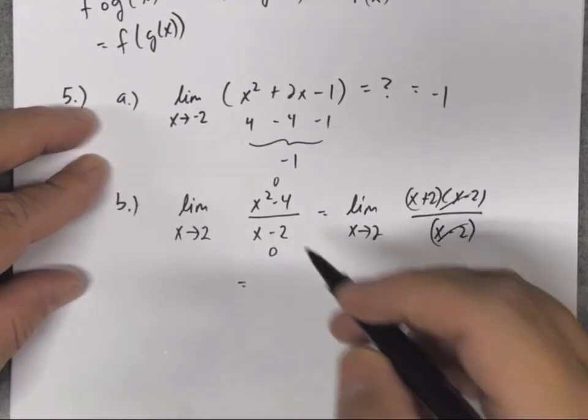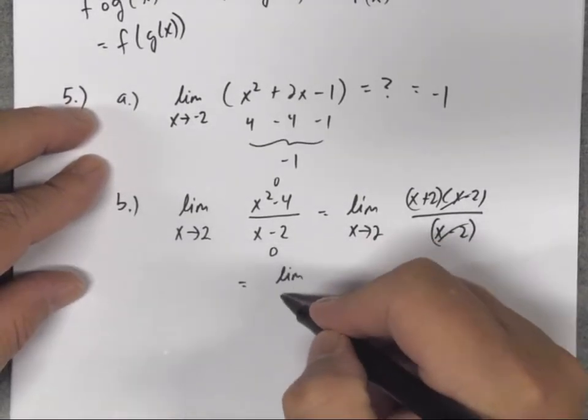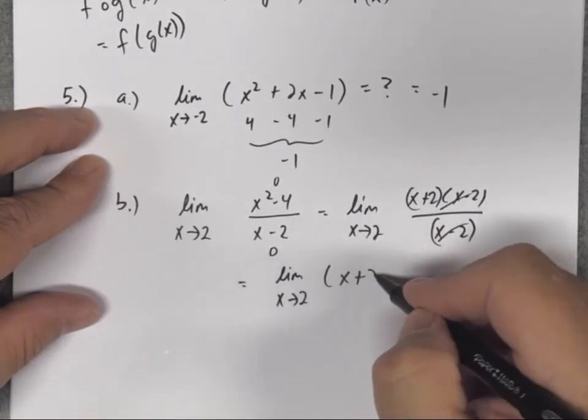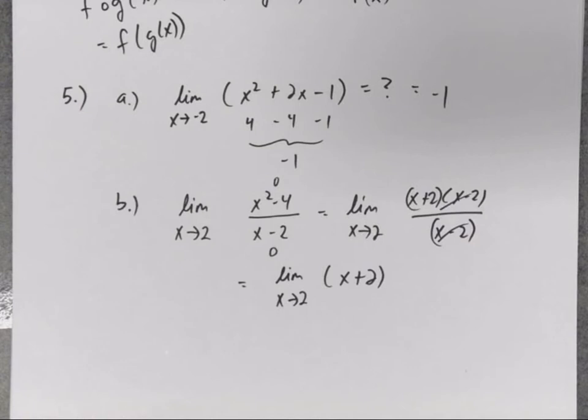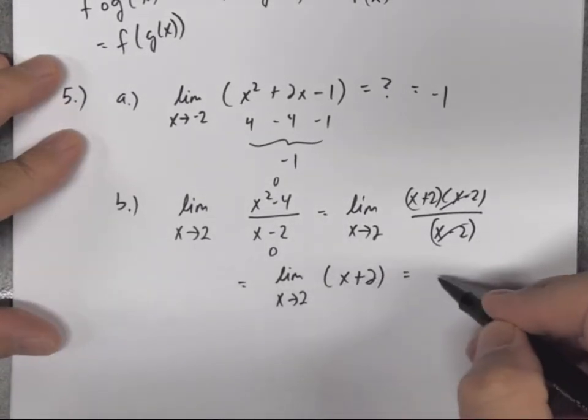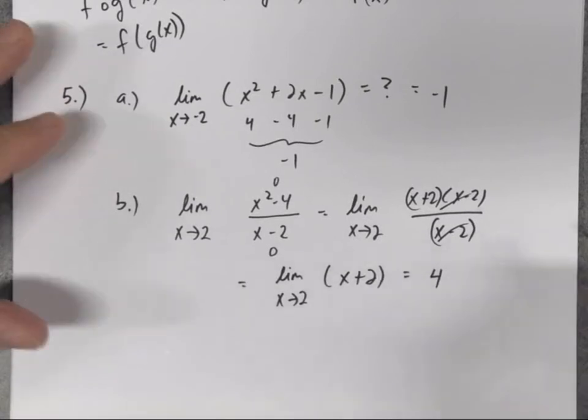And I'm actually left with the limit as x approaches 2 of x plus 2. Now if I go back and say, okay, I've got a different limit now. Let's plug in the number for this one and see what happens. If I plug in 2 for x here, I just get 4.